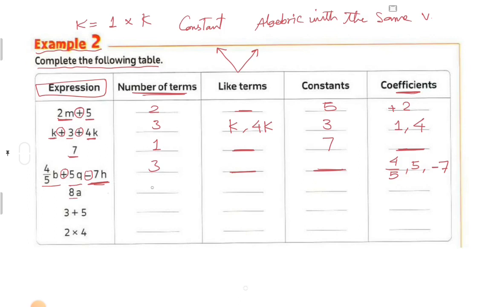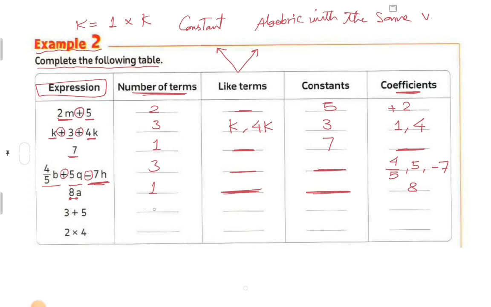8a is just one term, so of course there is no like term. Like terms, at least we need two terms. Constant, it's algebraic, so we haven't any constant, just a number. Where is the coefficient? The coefficient is the number multiplied by the variable, so 8 is the coefficient.